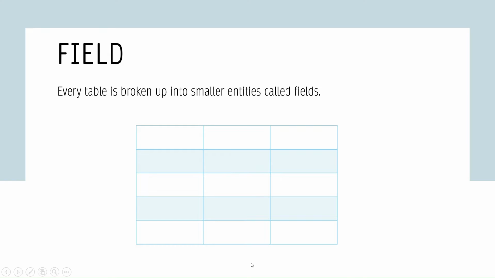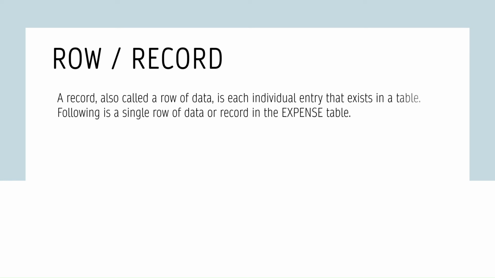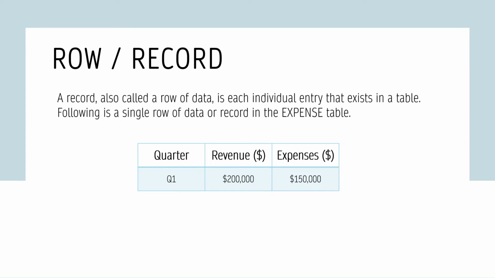Okay. So the third one is row or record. So what is a row or record? A record, also known as a row of data, is each individual entry that exists in a table. Following is a single row of data or record in the expense table. So this is a kind of row. As you know, rows and columns are very common, but you must know what a row is and what a column is if you are learning SQL. So a row is nothing but a horizontal entity in a table. A row or a record, row is also known as record in SQL. So a record is a horizontal entity in a table.